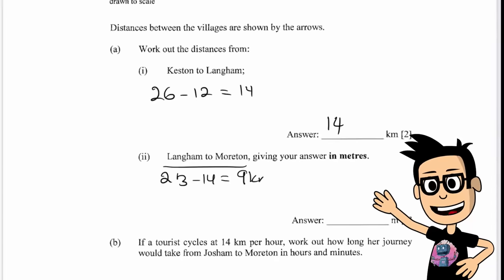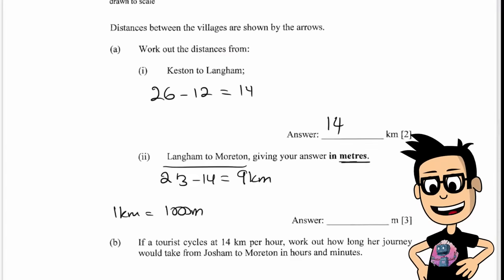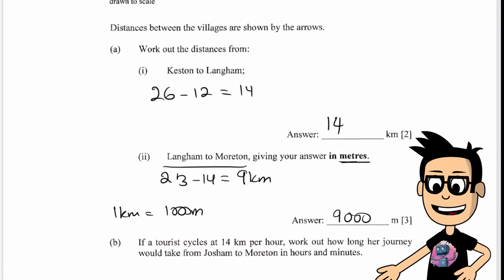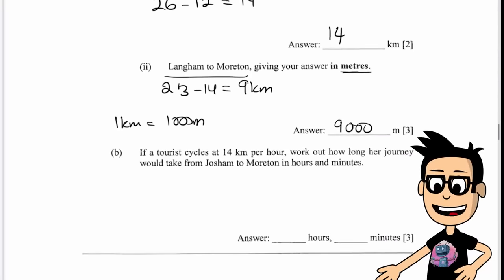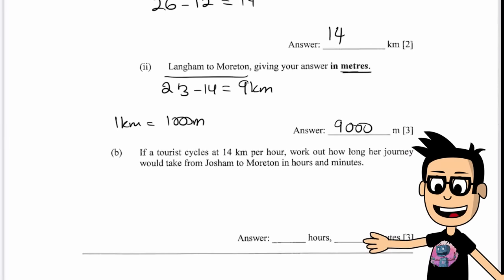But that is 9 kilometers. We want the answers in meters. And we know that 1 kilometer is equal to 1,000 meters. So that there would be 9,000 meters. Marvelous. And then for part B.